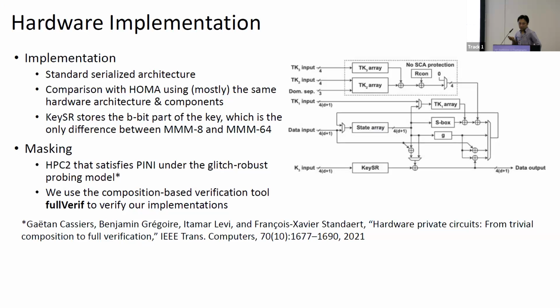And we implement these schemes with a standard serialized architecture as shown in this slide, and we make a comparison with HOMA using the same hardware architecture and components. And the register stores the B-bit part of the key, which is the only difference between these two schemes. And for masking, we use MPC2 that satisfies PINI under the glitch-robust probing model. And we use composition-based verification to verify our implementations.